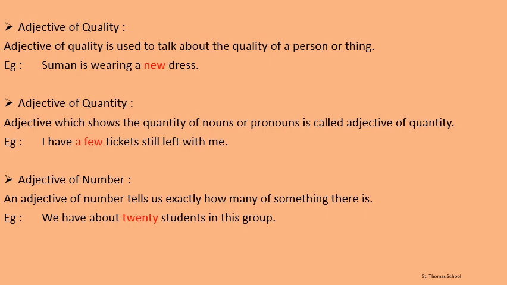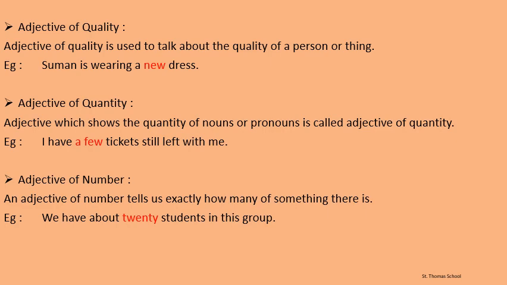New. So that is the extra information or the quality of the person or thing which we got the information about with the help of the adjective. So here the noun is dress, and that thing is being more qualified by the word new. So it gives us more information about the noun dress, that it is a new dress.